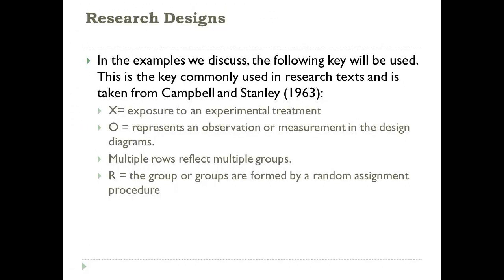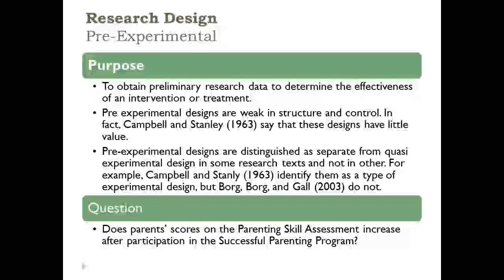The X simply means exposure to treatment. That means there's been a treatment done. O represents observation or the measurement, the dependent variable really, what you're measuring. Multiple rows reflect multiple groups, and R reflects randomization, and I'll define these more in a little bit.